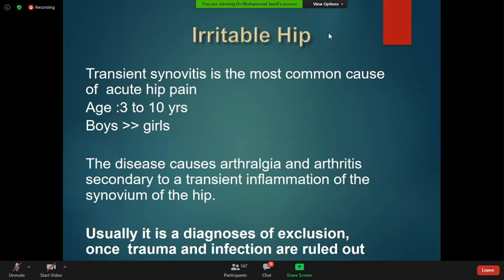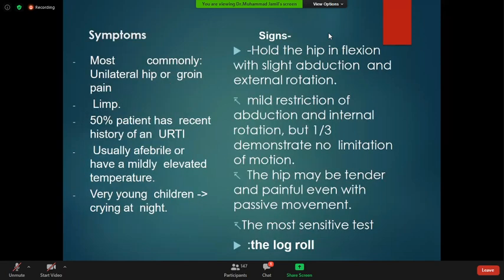What are the symptoms? Most commonly unilateral hip or groin pain. The patient comes with limping. 50% of the patients have a recent history of upper respiratory tract infection, and are usually afebrile or have a mildly elevated temperature. Very young children may cry at night.